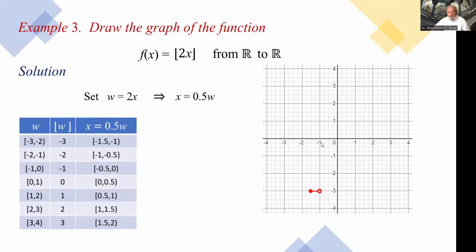Between -1 and -0.5, you get -2. Between -0.5 and 0, you get -1. Between 0 and 0.5, you get 0. Between 0.5 and 1, you get 1. And you continue that. Now, you notice what happened is the floor function of x, the first example we did, is compressed by a factor of 2. It is shrunk, reduced by a factor of 2.